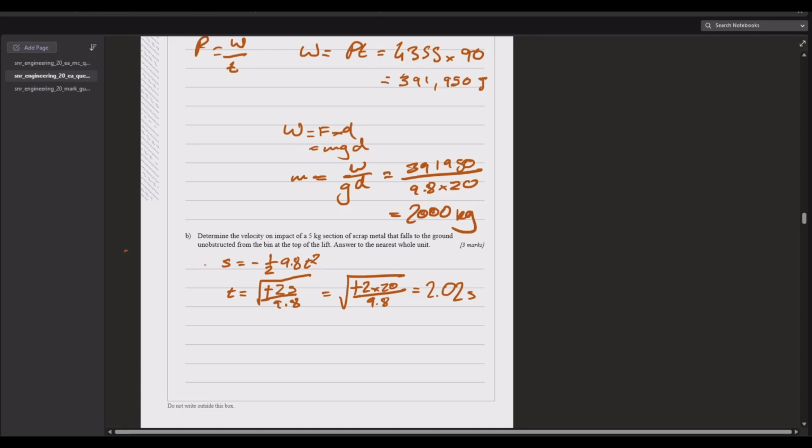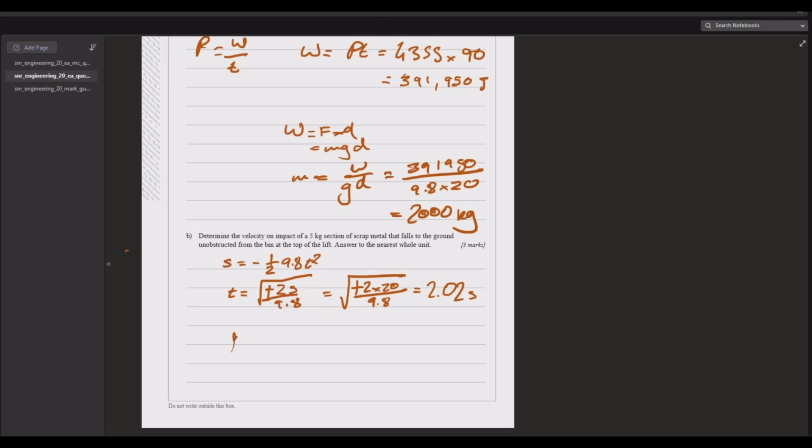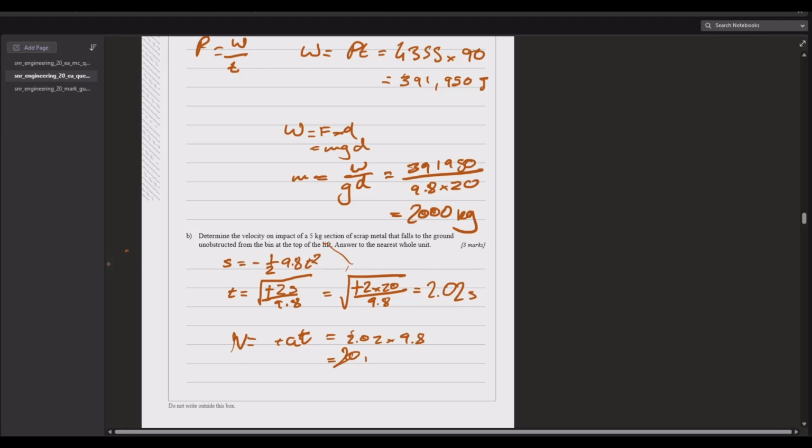And if we've got velocity, velocity is just going to be v equals u plus at. Again, we don't have an initial velocity. So acceleration times time, which is going to be 2.02 times 9.8, which should give you about 18.920. Yeah, it's going to give you 20 meters per second.